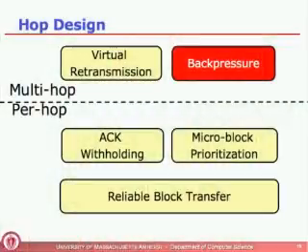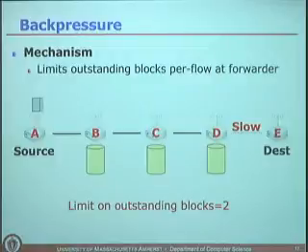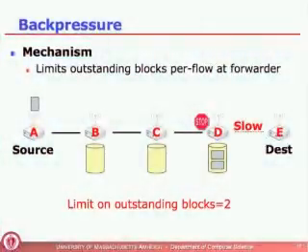Any reliable transfer protocol must have congestion control. If you try using UDP under load, the utilization of the network would simply collapse. So Hop uses back pressure to do this. The mechanism is simply to limit the number of outstanding blocks for each flow at a forwarder. So in this example, the number of outstanding blocks is limited to 2. So the source, let's say, sends these blocks. There's a slow link. The last link is slow between D and E. This will lead to buffering at the last but one hop.